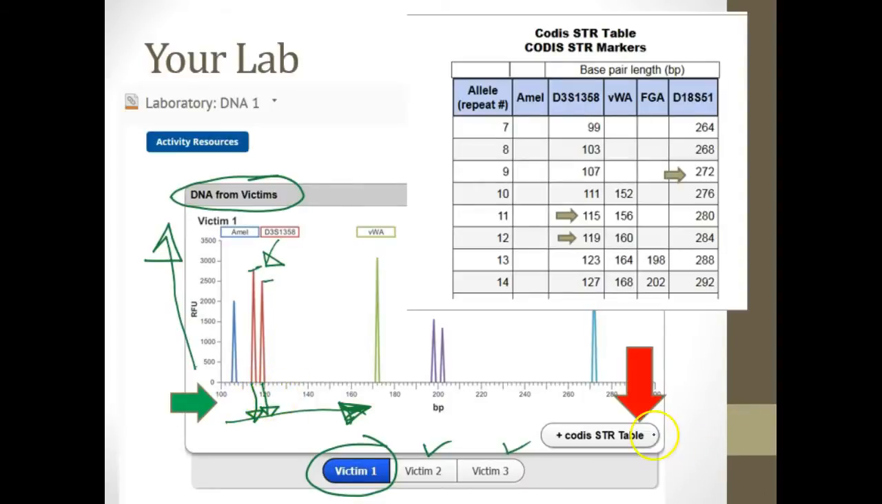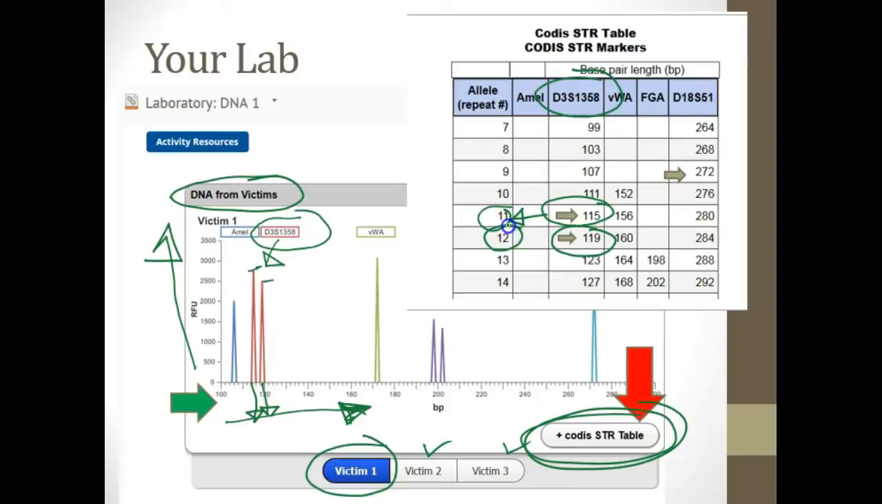Okay? Now here's the part that a lot of students don't notice. You need to click this button right here, and this chart pops up. What you're going to do, since we're looking at the D3S1358, is look at D3S1358 on the chart. Did we have a peak at 115? Yes, we did. And we also had a peak at 119. That correlates with a short tandem repeat of 11 and 12.